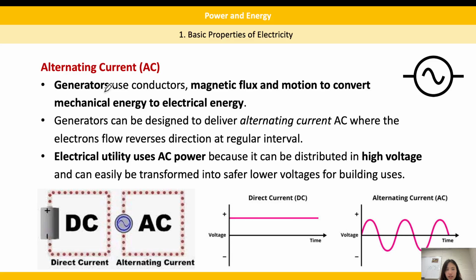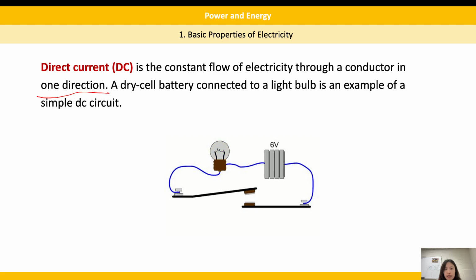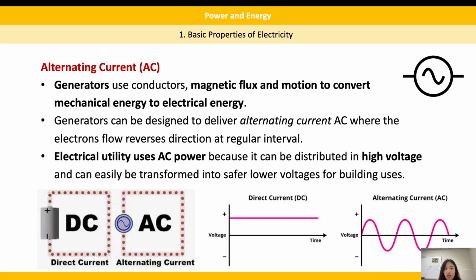It's alternating current. The difference is that direct current means one direction, and alternating current means it reverses direction all the time at regular intervals. If we see this, it's usually alternating current. This is the symbol of alternating current. So let's see the detailed information for alternating current.